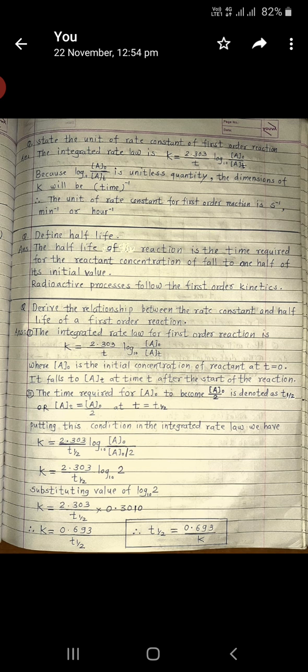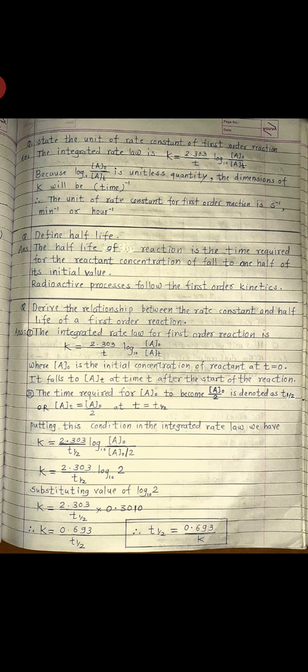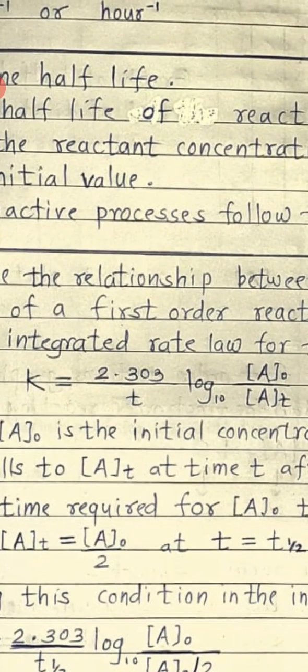So we have to derive the half-life period, indicated by t half. The integrated rate law for a first order reaction is k = (2.303/t) log10 (A0/At). What is the integrated rate law? The equation obtained by integrating the differential rate law, which gives a direct relationship between the concentration of reactant and time, is known as the integrated rate law.